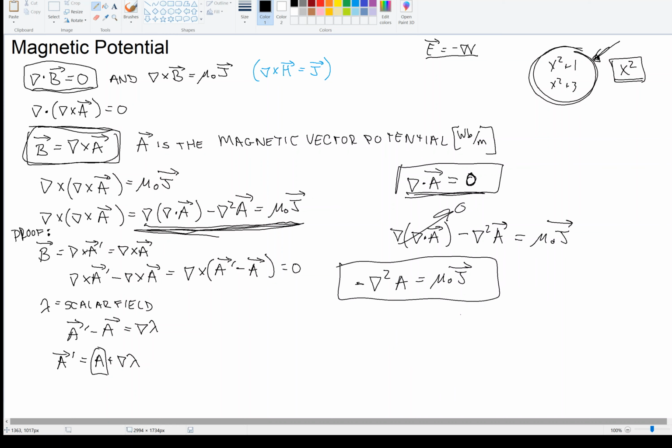That looks like Poisson's equation from electrostatics. Remember in electrostatics we had this, that was Poisson's equation. Now we've got this. This is Poisson's equation, if you like, but for magnetostatics. But the big difference, and this should be a vector, is that this equation for magnetostatics is a vector equation. So this is actually like three equations, one in the x direction, one in the y direction, one in the z direction, whereas for electrostatics, V, the potential, was a scalar, and so this is just one equation.